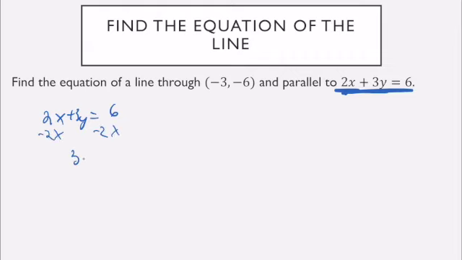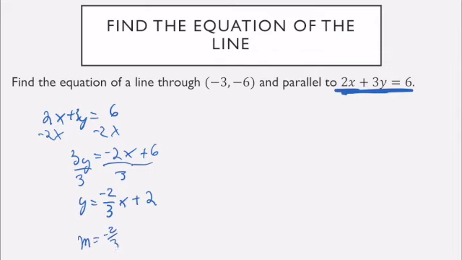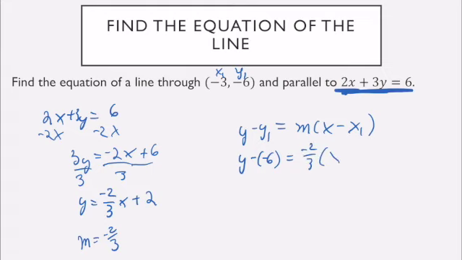I'm going to subtract 2x from both sides. 3y equals negative 2x plus 6. I'm going to go ahead and divide both sides by 3. So I have y equals negative 2/3 x plus 2. So I have a slope now of negative 2/3. So I can use the point slope form of an equation. I've got y minus y1 equals m times x minus x1. That gives me y minus negative 6 equals negative 2/3 times x minus a negative 3.